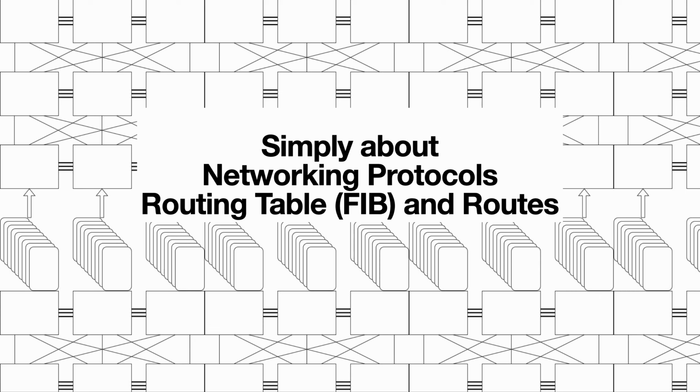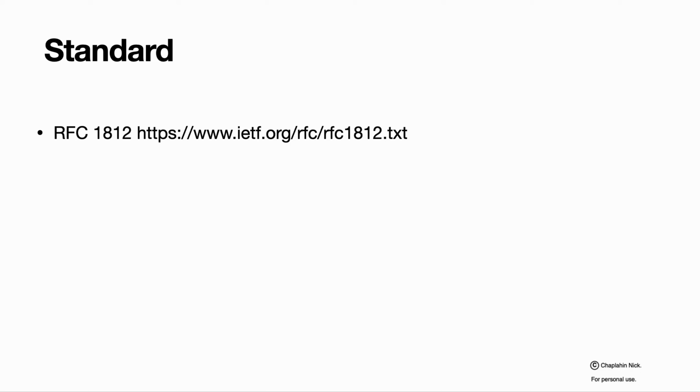Hello, this is Simply About Networking Protocols, and today we are talking about the routing table, or FIB, and routes. The basic standard for routing is RFC 1812. There are many more standards that describe specific protocols or specific networking functions. All of them are based on this 1812 standard.